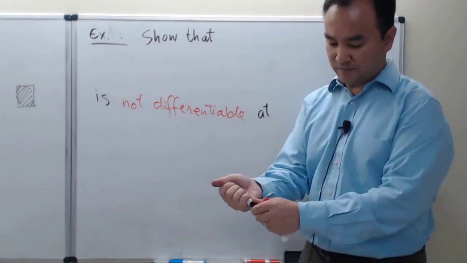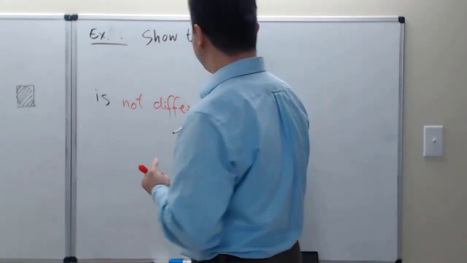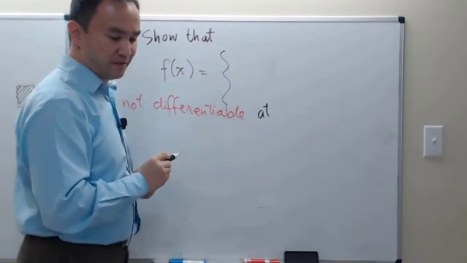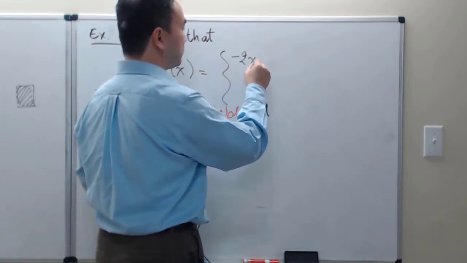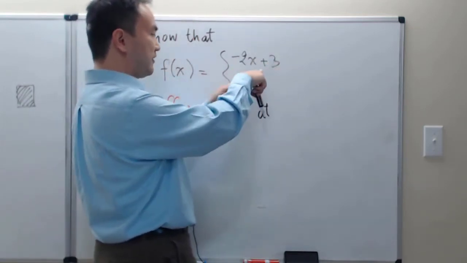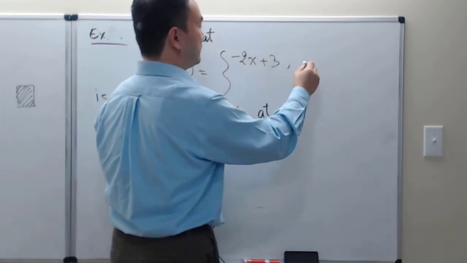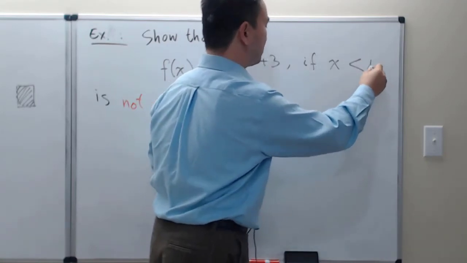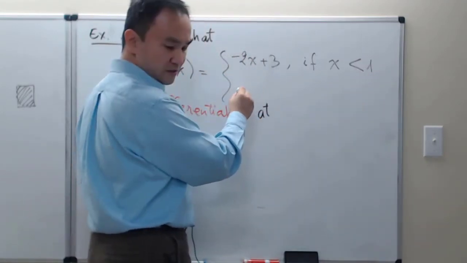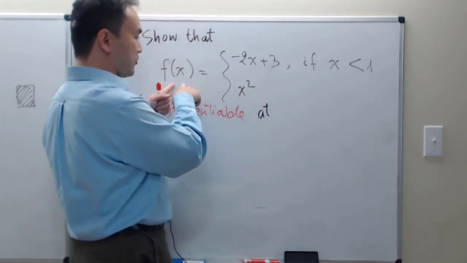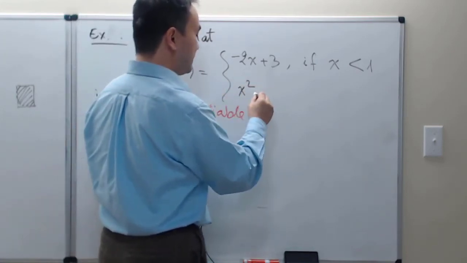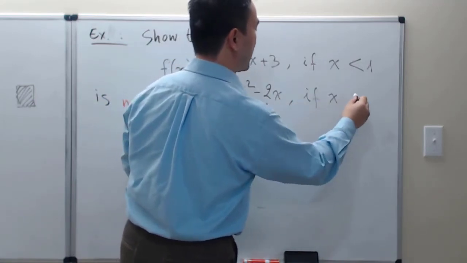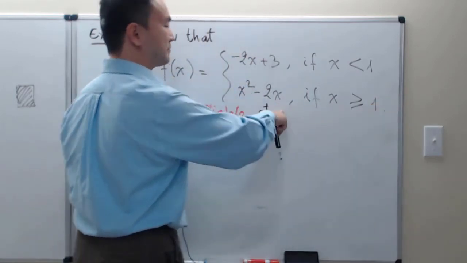So now the next one I have in mind here. What about our function f of x being a piecewise function? Okay, so we're looking at minus 2x plus 3. So the function f of x is defined as minus 2x plus 3 if x is less than 1. Okay, and then the same function would be defined as x squared minus 2x in the other piece, but only if x is greater than or equal to 1.